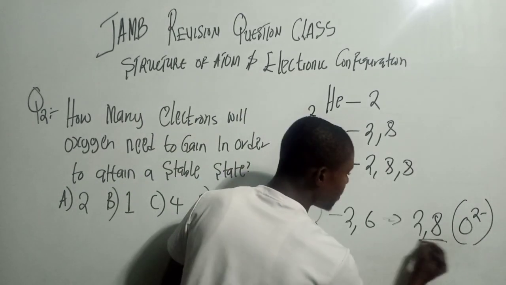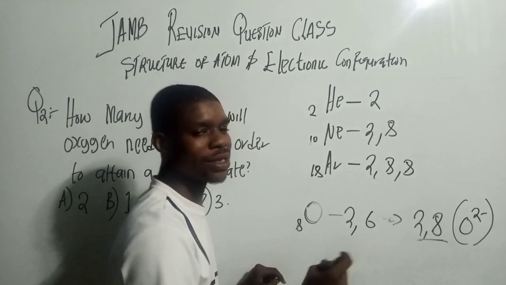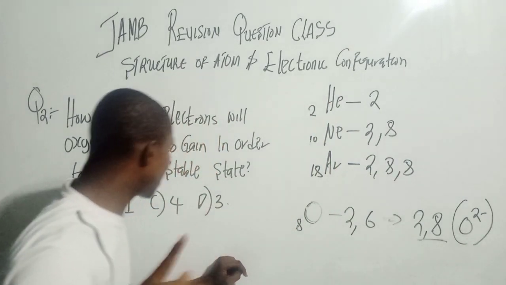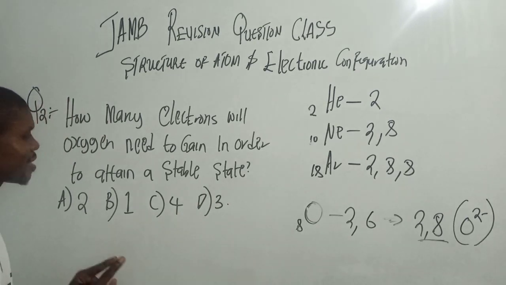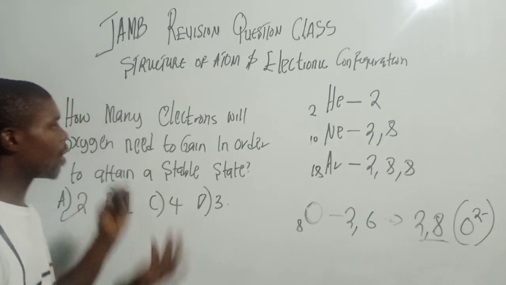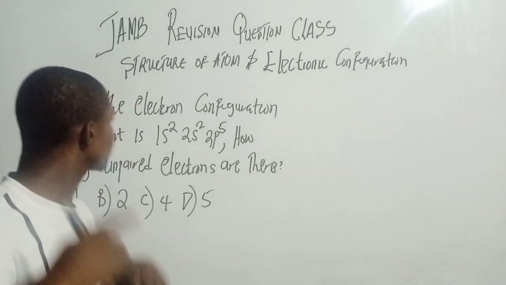So the combining power of oxygen here is 2. That is, it gains 2 electrons to obtain the stable state. So what is the answer? The answer is A. Let's look at the third question.